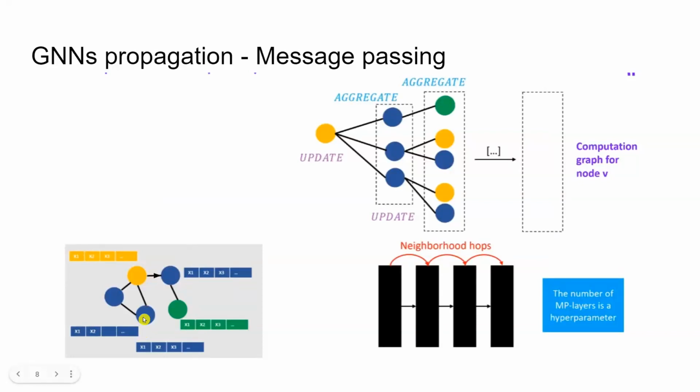And for the second message passing, the second aggregate, you can see it takes one yellow node and one blue node. So this node over here takes one blue node and one yellow node. Same over here: this node takes one yellow node and one blue node. Same, one yellow node and one blue node. And this thing is called neighborhood hops. That's roughly how it works.